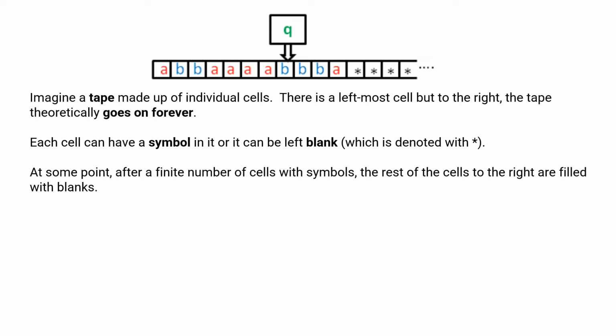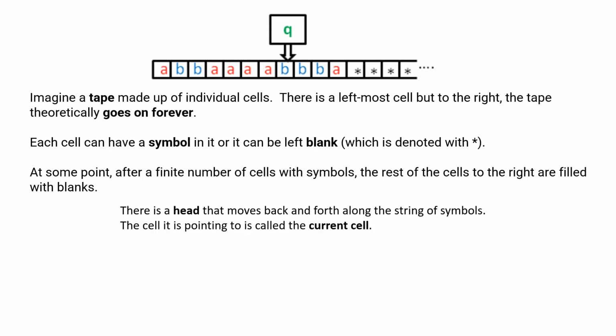At some point, after a finite number of cells with symbols, the rest of the cells to the right are filled with blanks. So you see in this example, we've got all of these blanks here at the end, and we're assuming they go on and on forever being blank. Now there's a head that moves back and forth along this tape, looking at the string of symbols. The cell that it's pointing to at any given time is called the current cell.